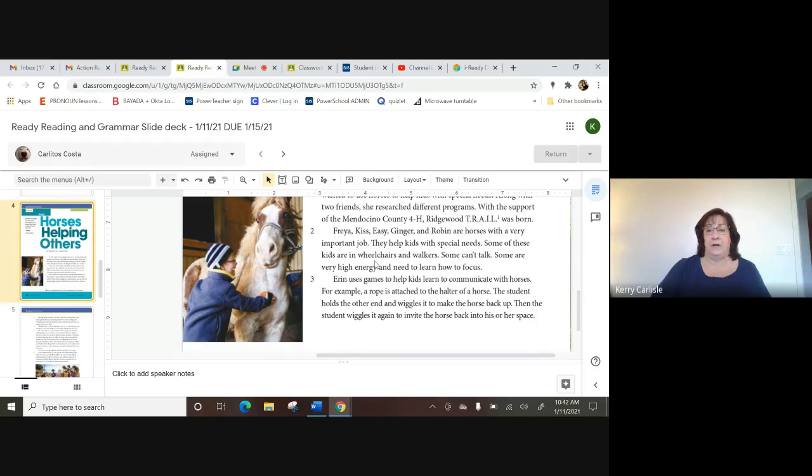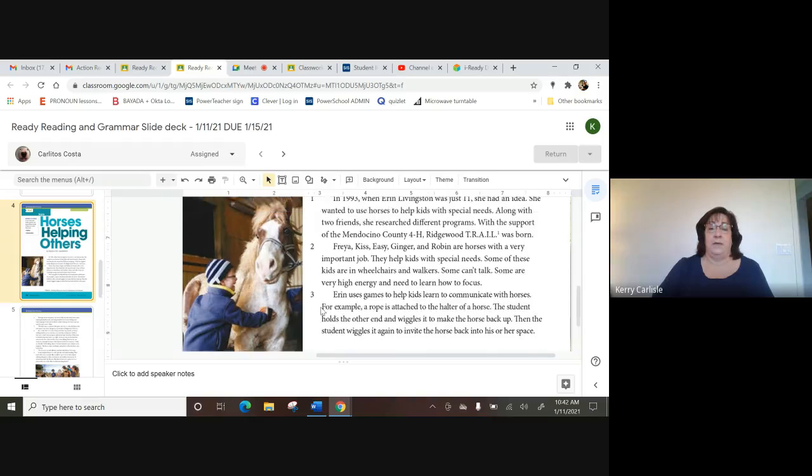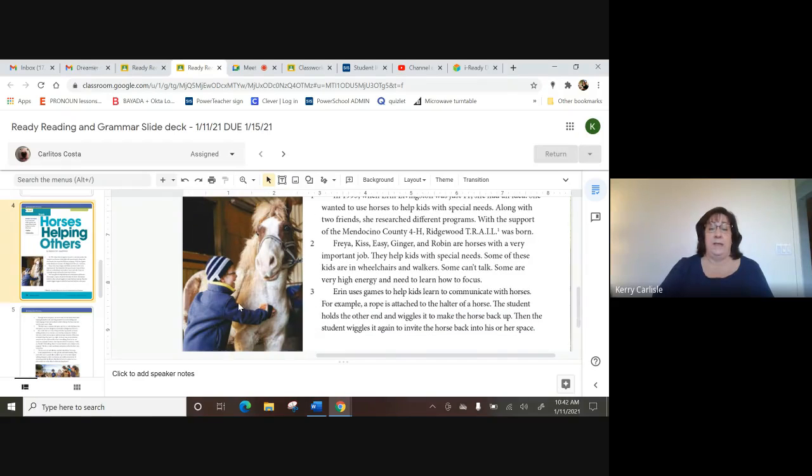And some of these kids are in wheelchairs and walkers, so they might have a physical disability. Some can't talk. And some are very high energy and need to learn how to focus, right? And so these are kids that have a varying degree of disability, but they all come together and the horses help them. And this is really something that I thought was really interesting because my niece works with a program like this.